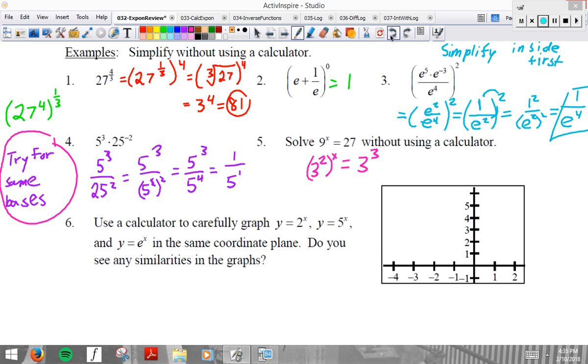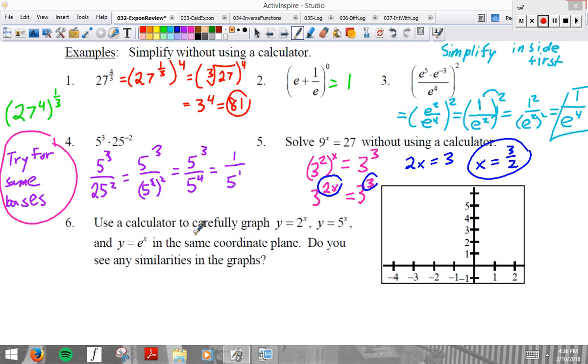Simplifying that side. And once I have the same base, well, 2 exponentials will only ever be equal if the powers are the same. And so x equals 3 over 2, or 1.5. Okay? Basic.